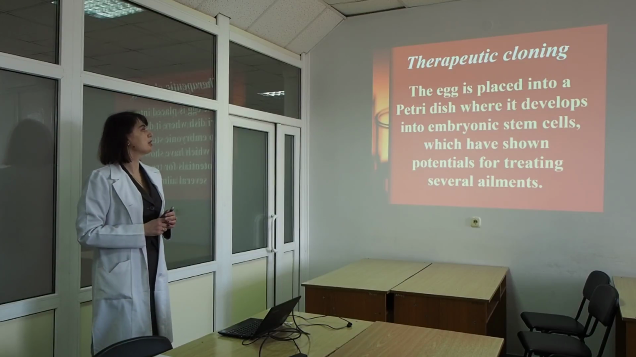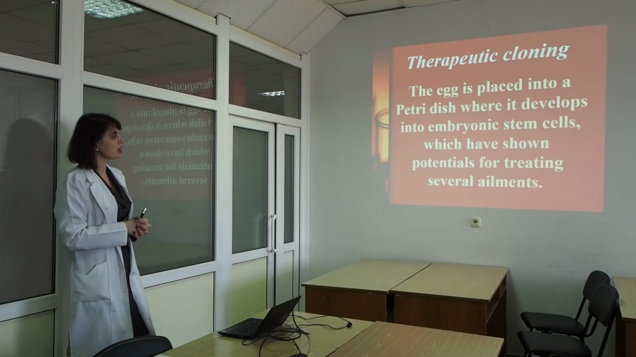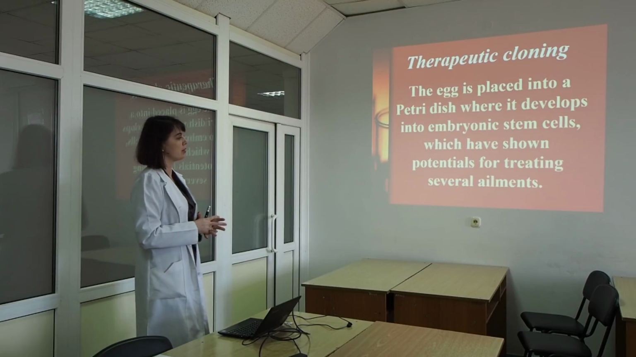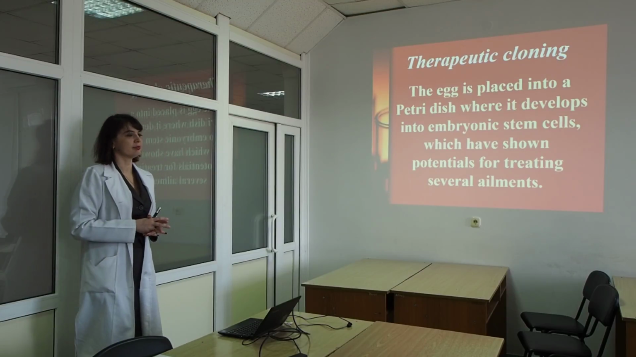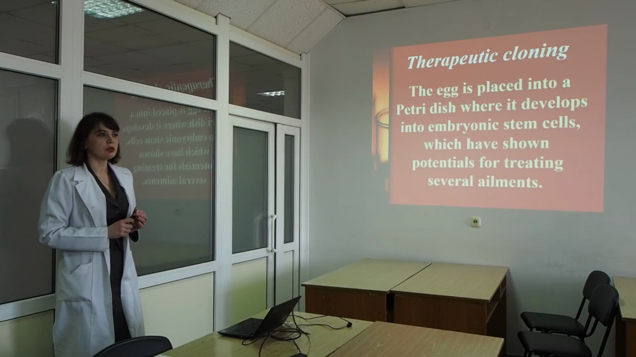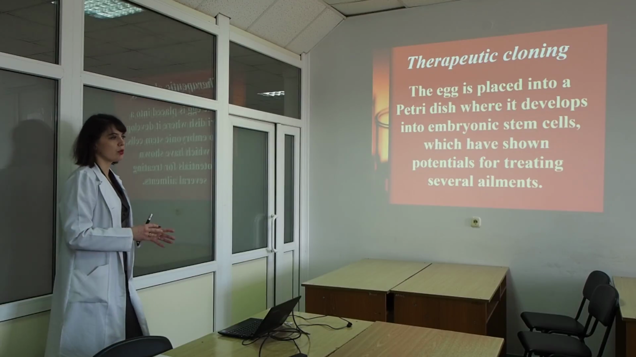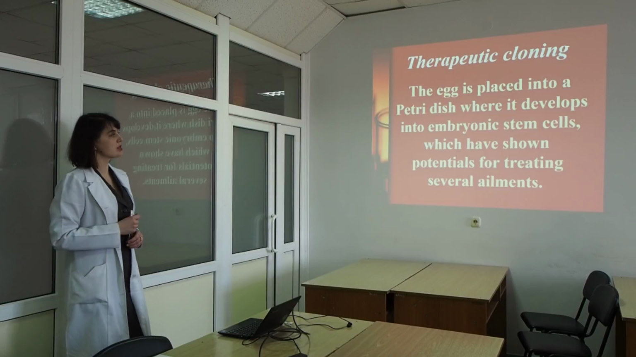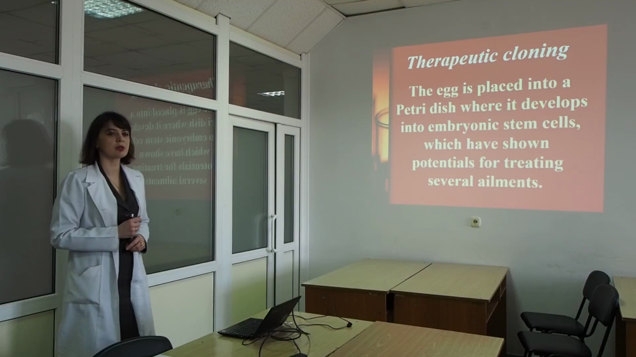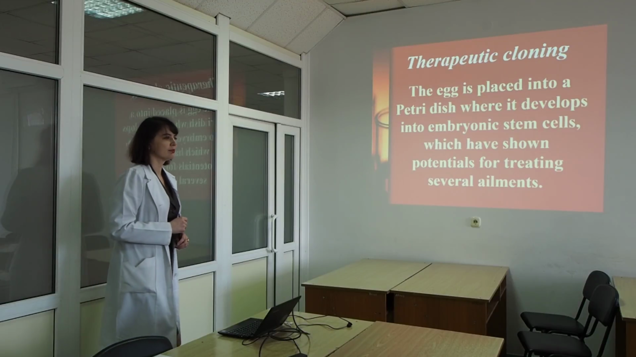Therapeutic cloning. The egg is placed into a petri dish where it develops into embryonic stem cells which have shown potential for treating several ailments. This is therapeutic cloning, when we don't use the same techniques for reproduction but for obtaining stem cells, which are then used for treatment. We will speak more about it during the practical class.